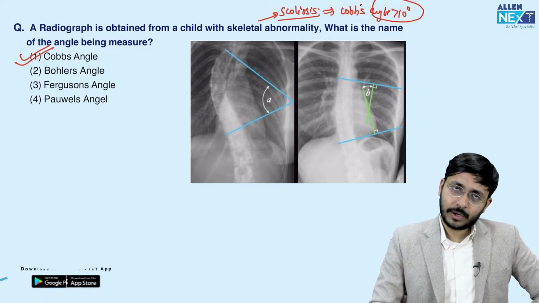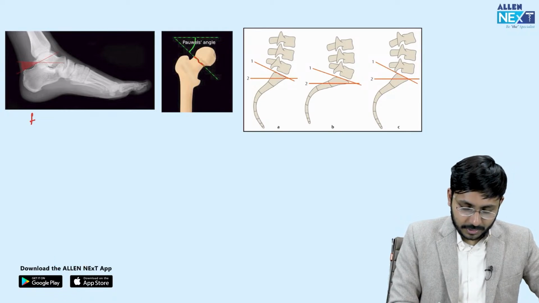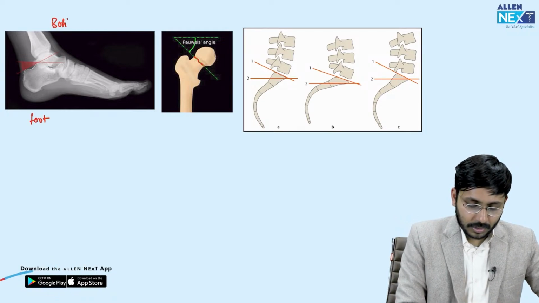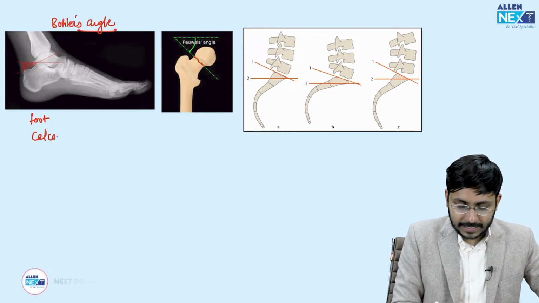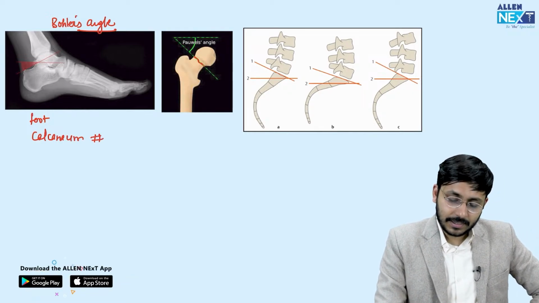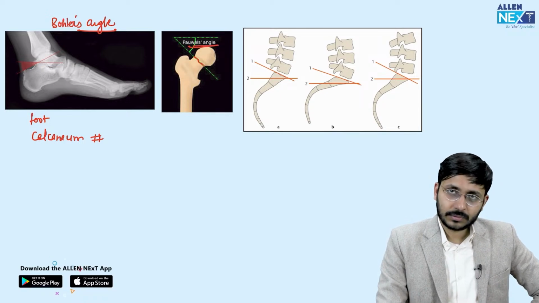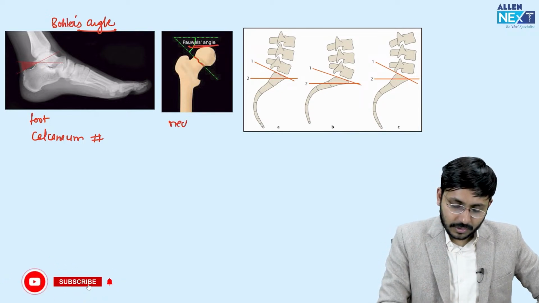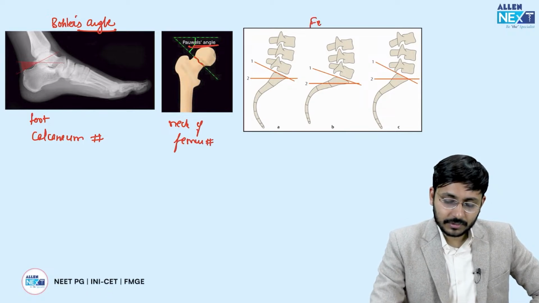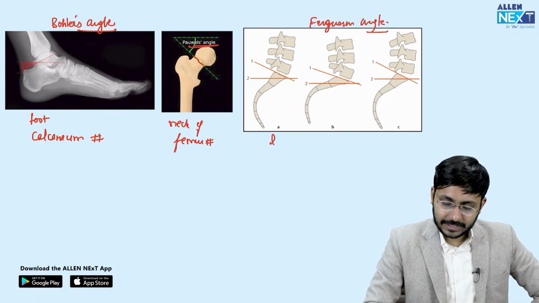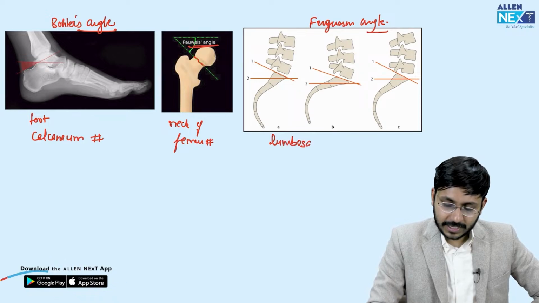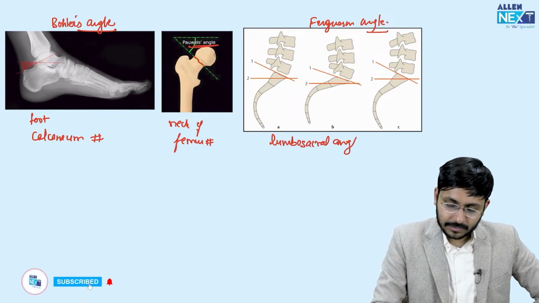So Bohler's angle, where do we measure? We measure Bohler's angle in the foot. So this is how Bohler's angle is measured in the foot, and it's used for calcaneum fractures. Now Pauwels' angle is used in neck of femur fractures. So this is used for neck of femur fractures. And then Ferguson's angle is also known as the sacral angle, LSA.